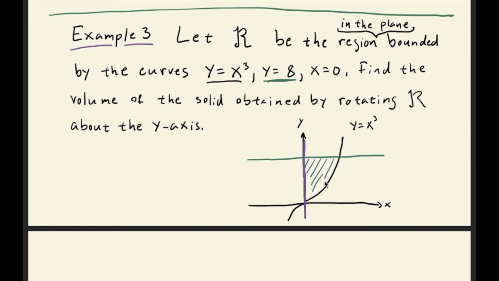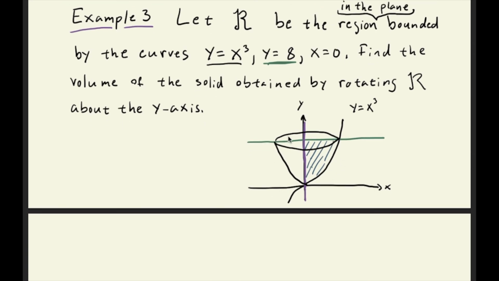Between all these curves. We're going to take this region R and we're going to rotate it about the y-axis. And we're going to get something that looks like this, right? Almost like an antenna or something. That's what we want to figure out. What is the volume of this region?